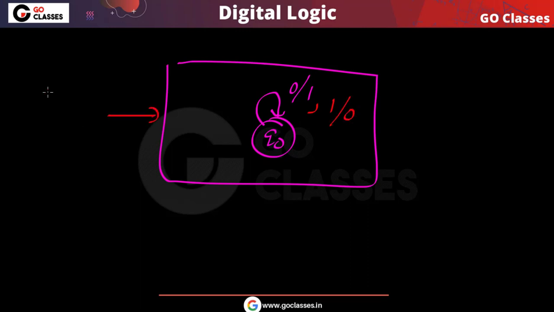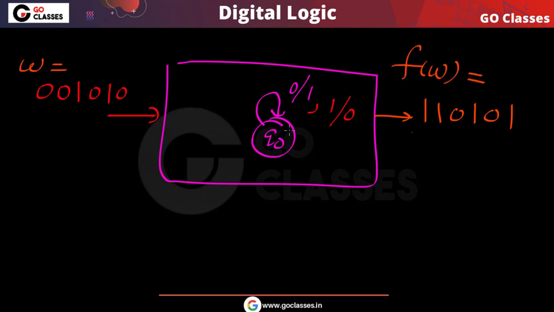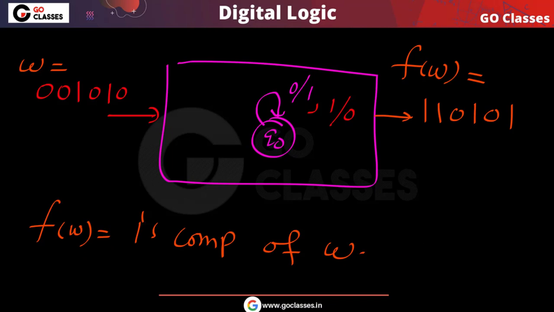Now, if you give this input, for example 001010, then the output will be 110101. So you can notice this machine is doing the 1's complement. So this f(w) is actually the 1's complement of w. This is what this machine is doing.